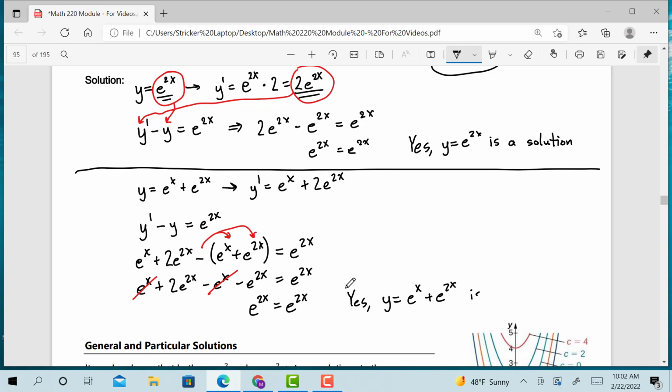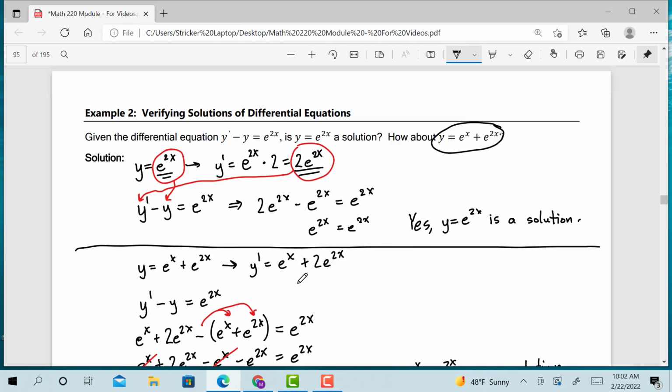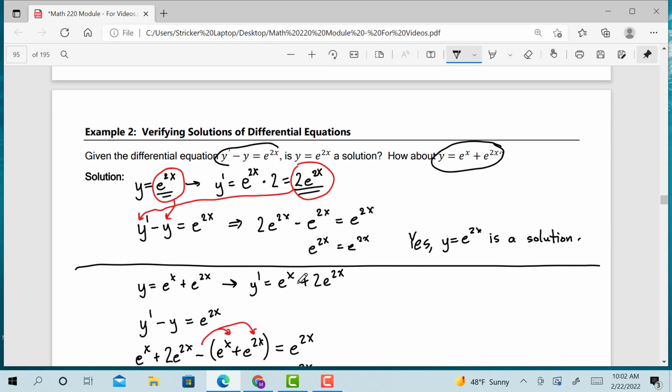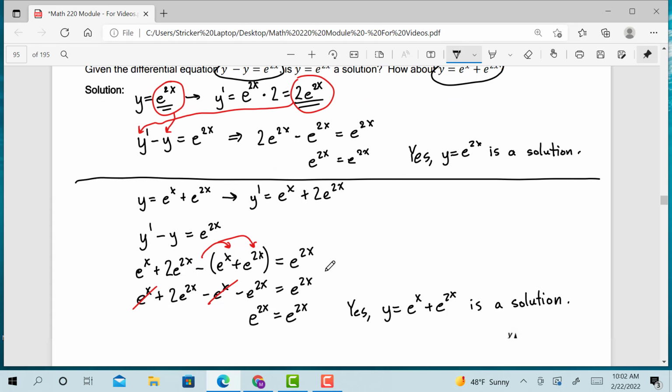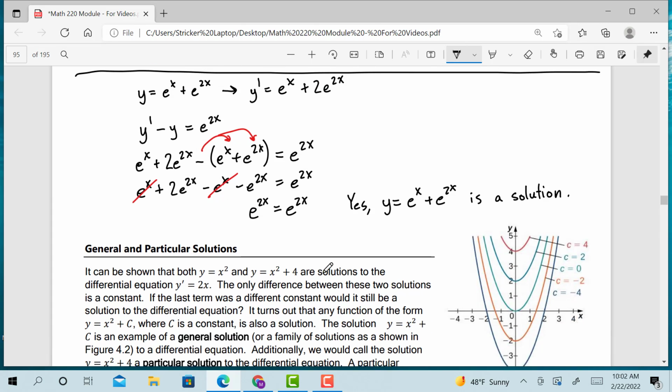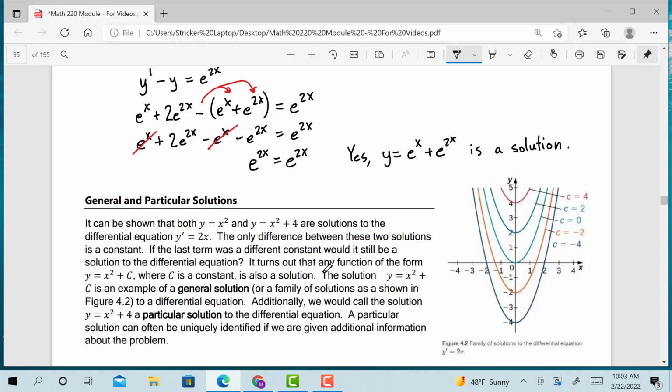So that's kind of an interesting result, because we had a differential equation, y prime minus y equals e to the 2x, and we now have these two different equations that are solutions to the same differential equation, which is not something that's uncommon in differential equations. So let's go ahead and talk now about the difference between a general and a particular solution. I'm going to go ahead and read through this paragraph.